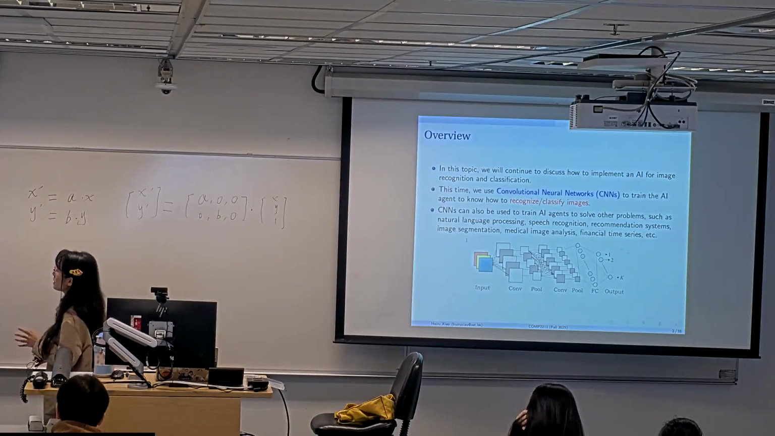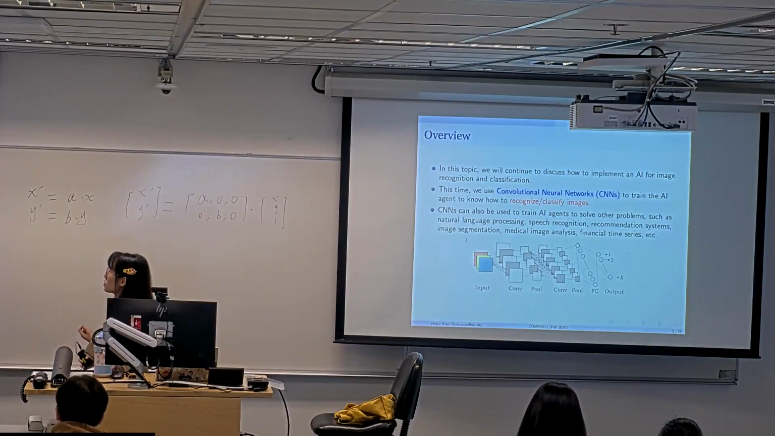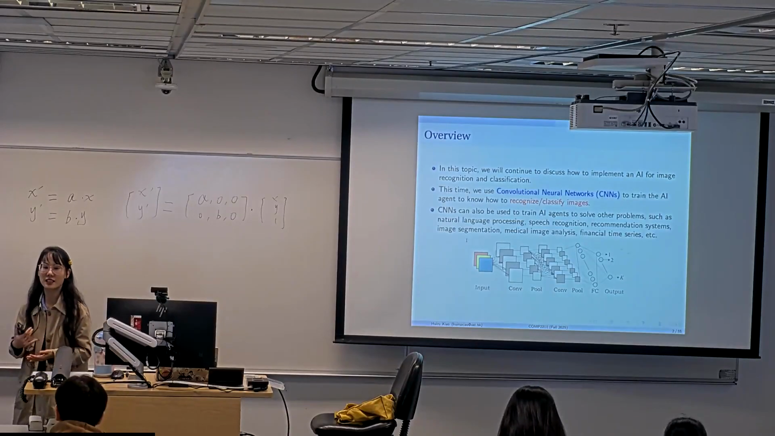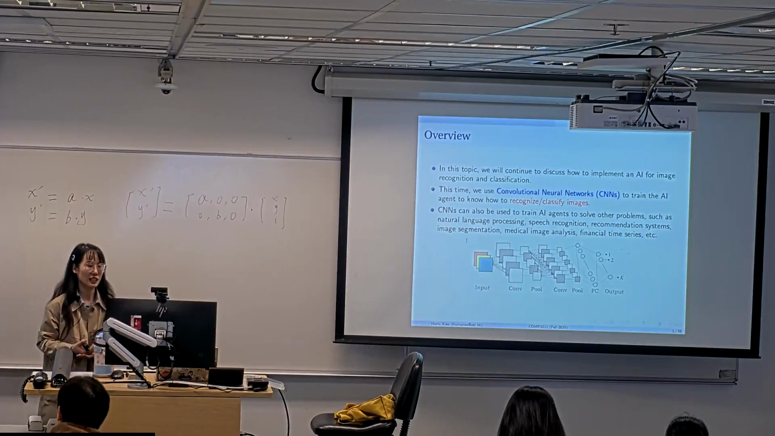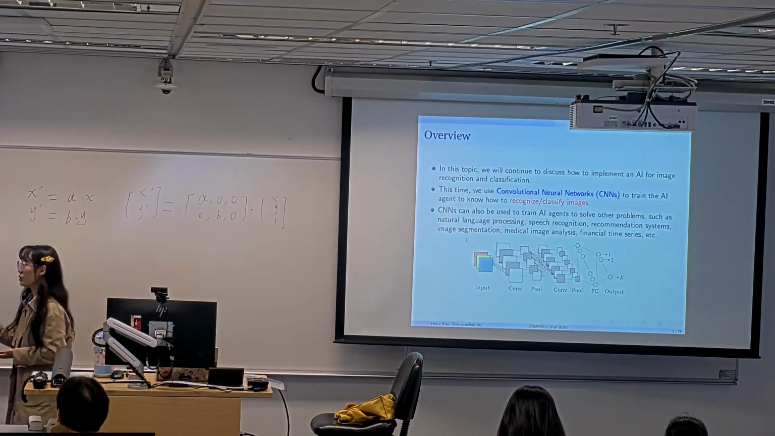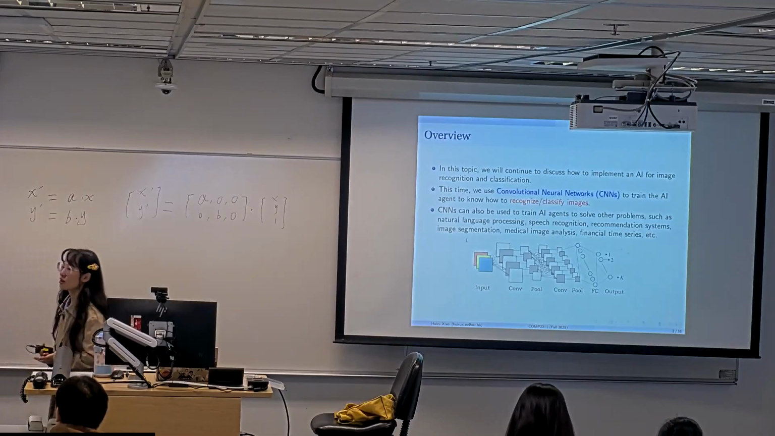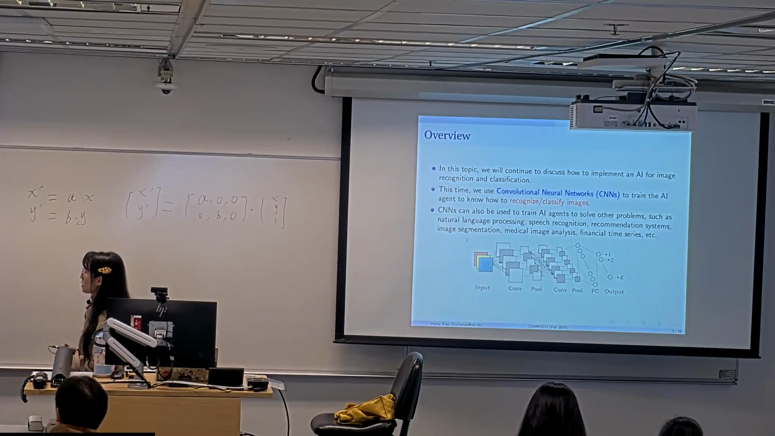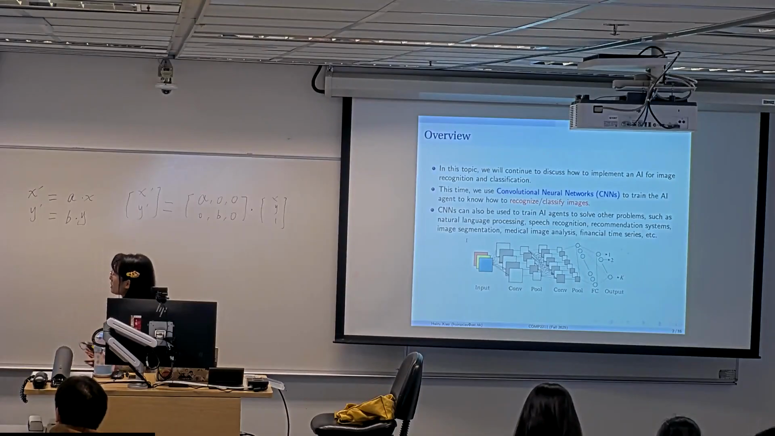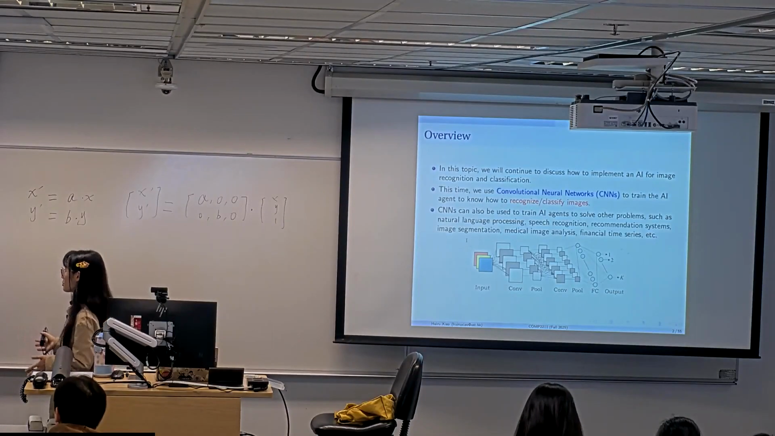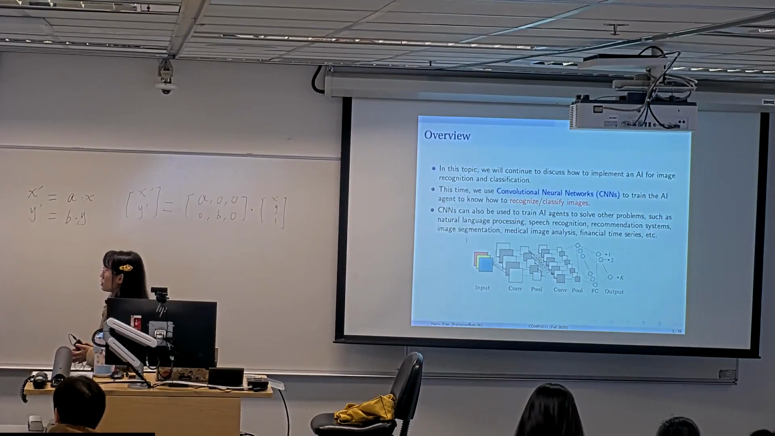Now, CNNs can also be used to train AI agents to solve other problems, even though at the very beginning, CNN was designed for image classification. Later on, researchers found that it can also be used to solve other problems like natural language processing, speech recognition, and even recommendation systems, and so on and so forth. It can solve many other problems in many other applications.